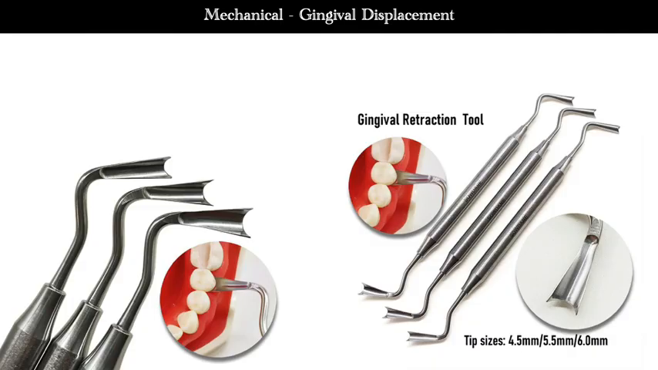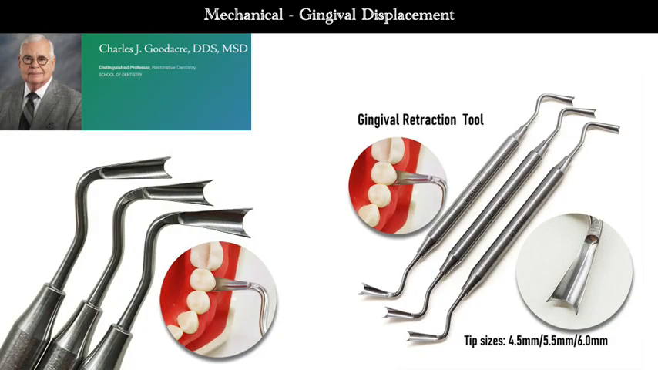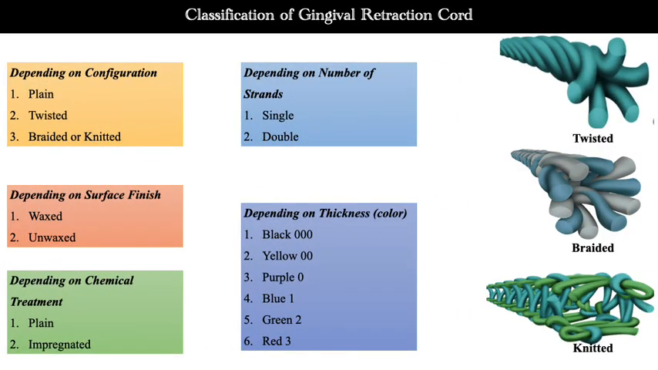This was originally used for implant dentistry, but its usage has been indicated in the field of operative dentistry as well by Charles J. Goodacre. The hero would be the gingival retraction cord for gingival displacement. This is a short question for viva voce.